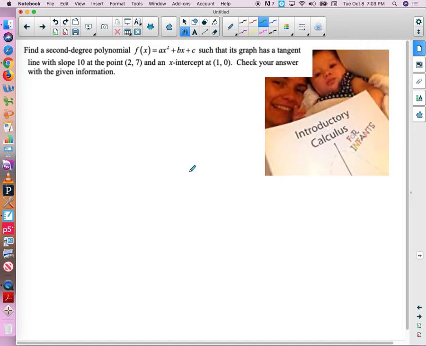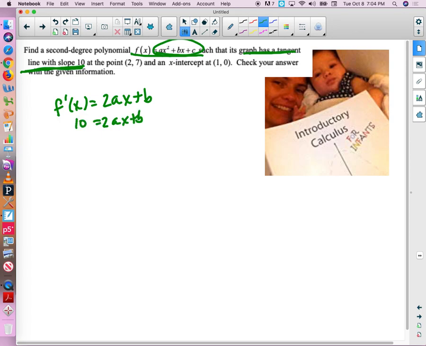All right, so be very literal here. You have a polynomial, and the graph of f of x has a tangent line with a slope of 10. Let's just do that piece. A tangent line with a slope. So I need f prime of x, which is 2ax plus b. Now as I read on, I know the tangent line needs a slope of 10. So I can say the slope of the tangent line has to be 10.